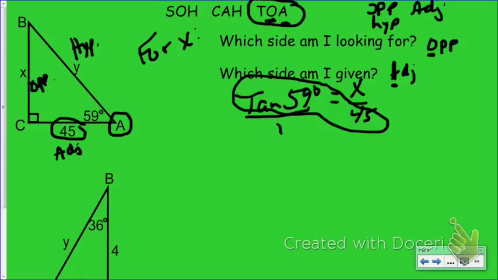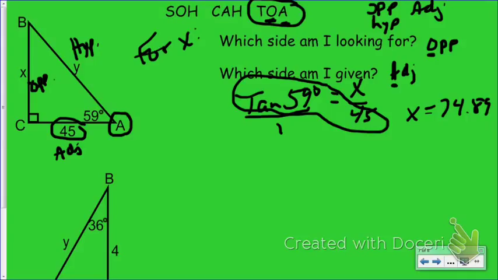So on my calculator, I'm going to go tan 59, and I'm going to make sure to close the parentheses, and I'm going to go times 45. And then if you want to, you can divide by 1, but of course dividing by 1 isn't going to change it at all. And you get 74.892. So we'll just call it 74.89 is what x equals.